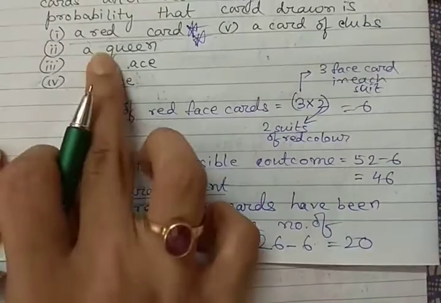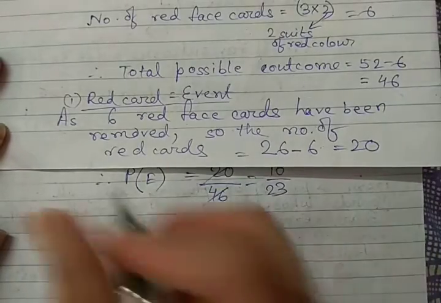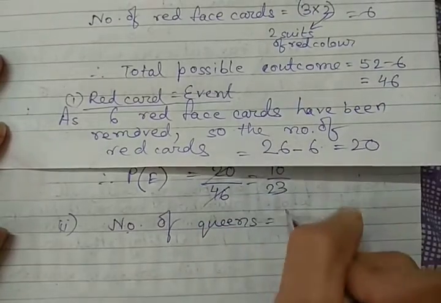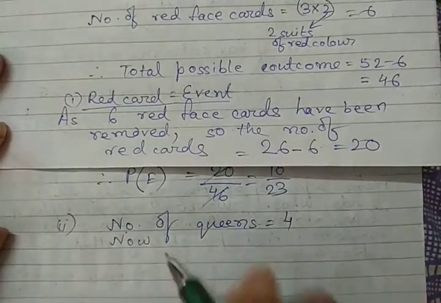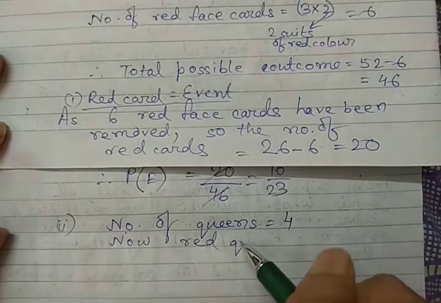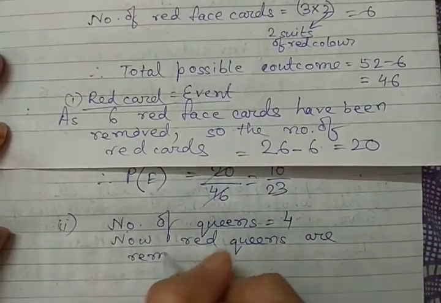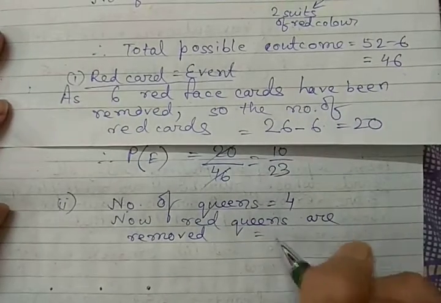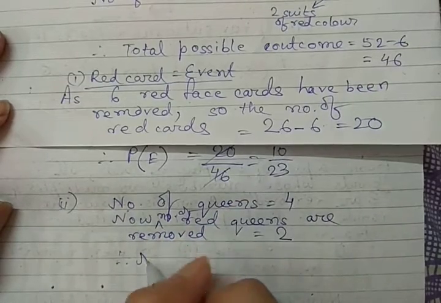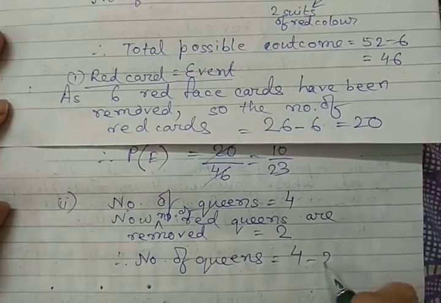The second subpart is a queen. In this case also the red queens will be removed. So the number of queens equals 4. Now red queens, because a queen is a face card and red face cards have been removed. So now red queens are removed. How many red queens are removed? The number of red queens removed is 2. Therefore the number of queens equals 4 minus 2, which is 2.